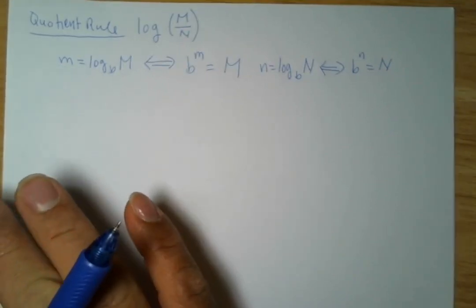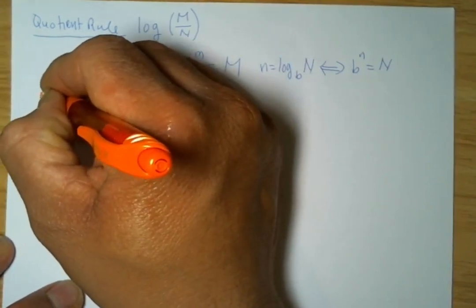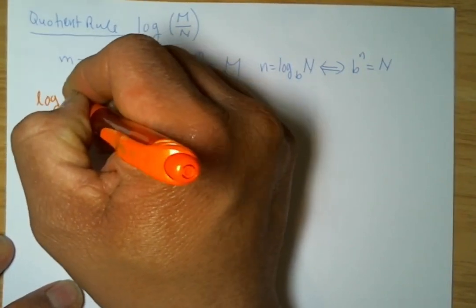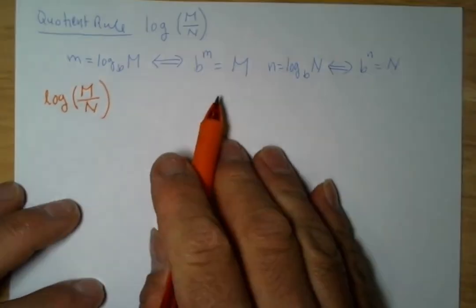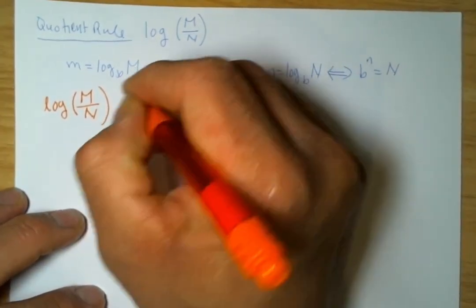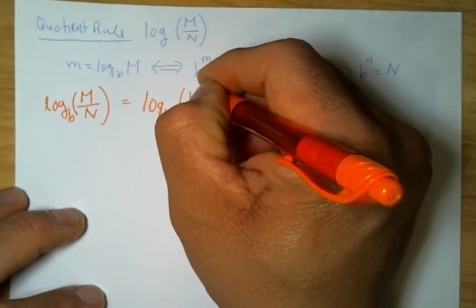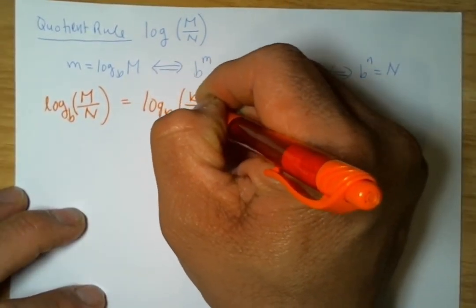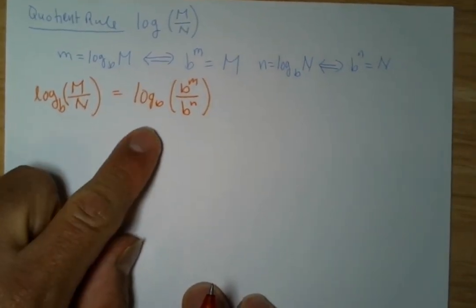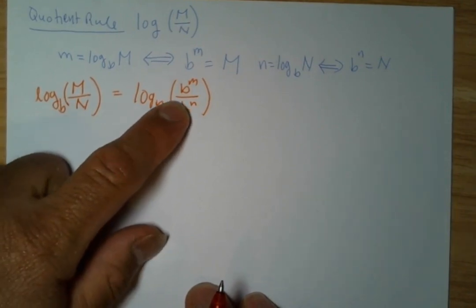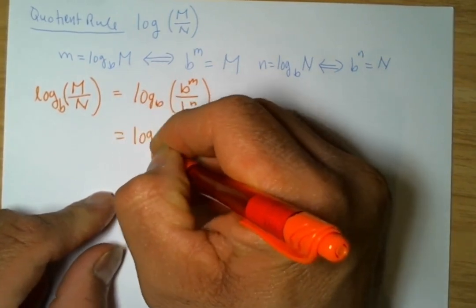And now let's take a look here, right, as we do this. So we start with our quotient, capital M over capital N. And then we do some substitution, right? M over N is equal to log base b of b to the m over b to the n. All right, and now here I'll apply the quotient rule for exponents, where if I have a quotient with the same base, that's equivalent to subtracting the exponents.